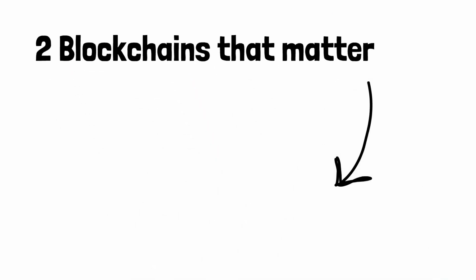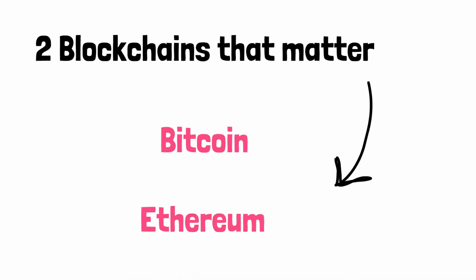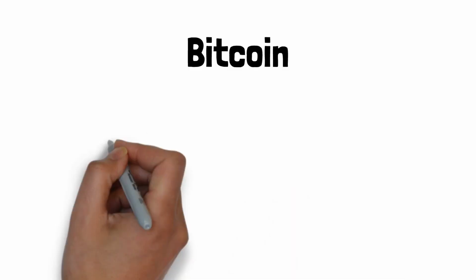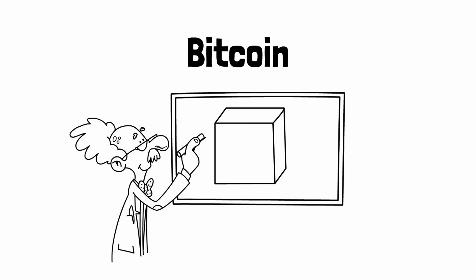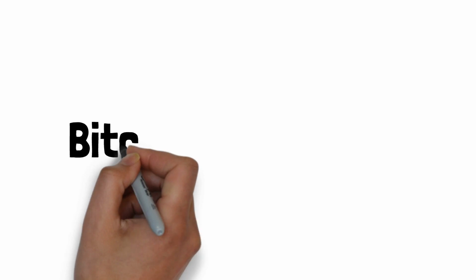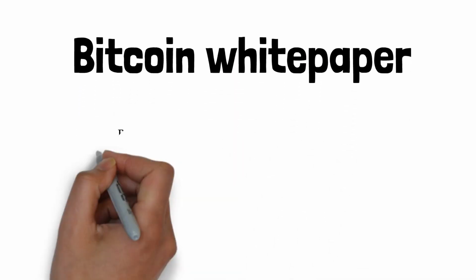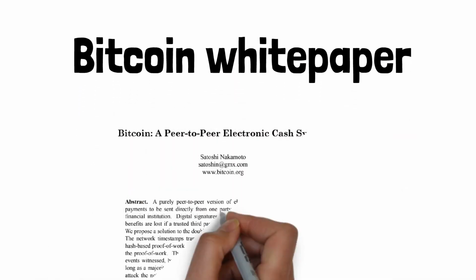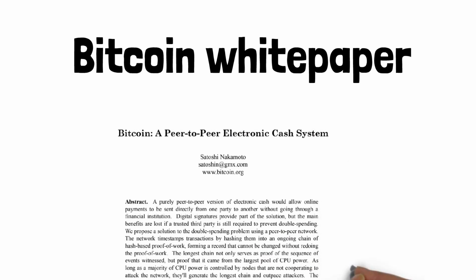No, I'm kidding. There are only two blockchains that really matter. Bitcoin and Ethereum. The blockchain technology was created by Bitcoin. That's why it's important to know the basics of Bitcoin. And for that, I recommend to read the white paper of Bitcoin. The Bitcoin white paper was created by the creator of Bitcoin, Satoshi Nakamoto. It's a simple explanation of Bitcoin and it's only 10 pages long.